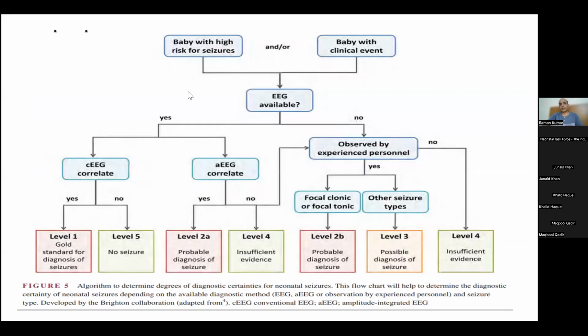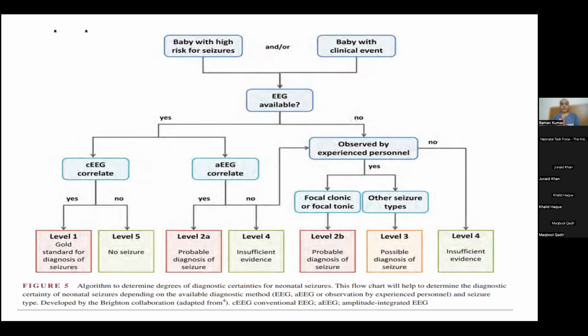So this is the thing that I wanted to discuss basically, and this is for us, where the EEG facility is not available. Even if the EEG facility is available, the expertise to read the EEG is not there. So in that regard, this is something that may help: if experienced personnel is observing, and you find focal clonic or focal tonic, it's a probable diagnosis of seizure. It's level 2B, it's probable. Whereas if there's any other seizure type, it's a possible. And if there is none, then we have insufficient.